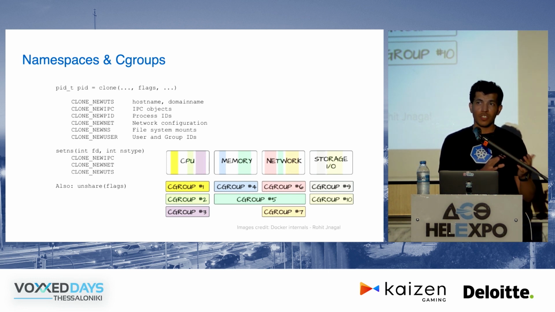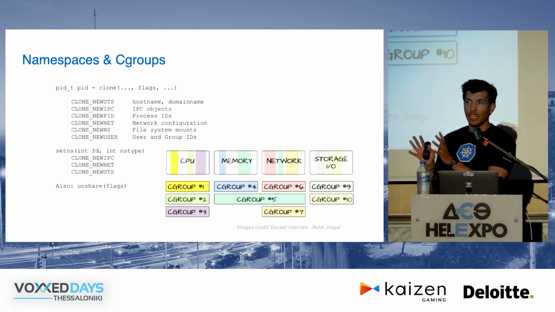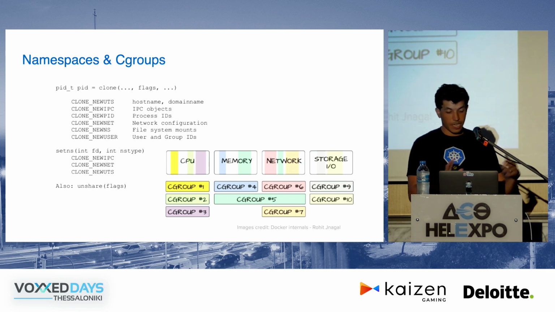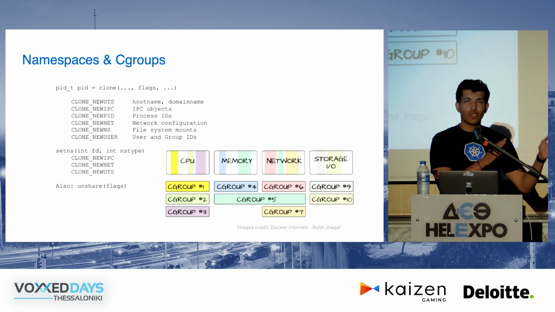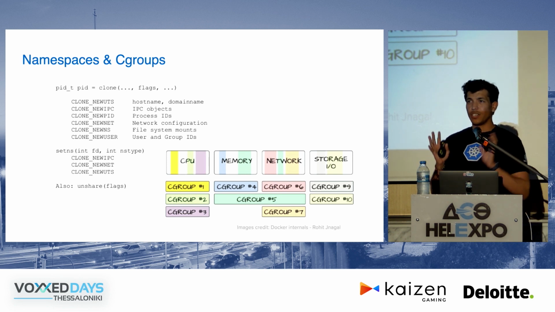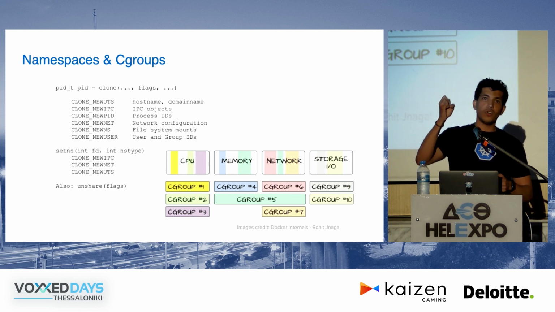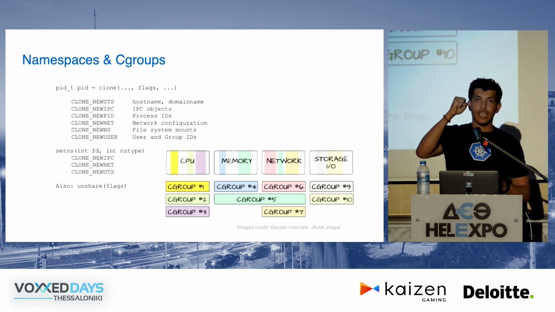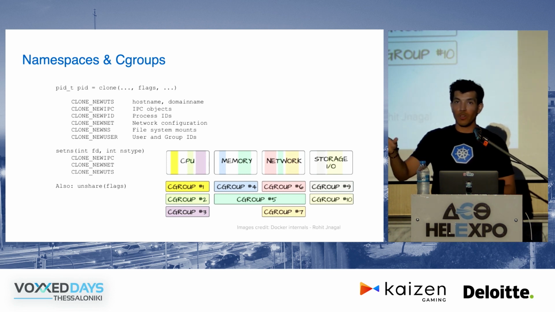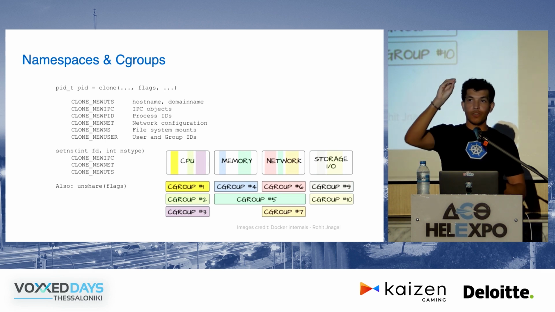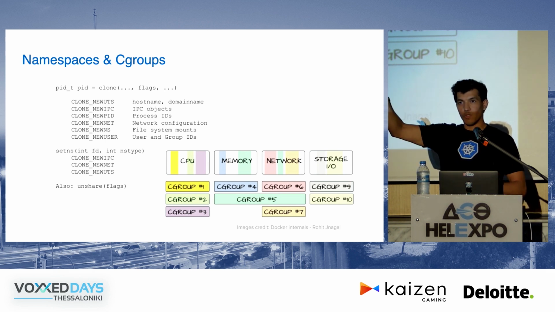So in C groups, each subsystem, and by subsystem I mean CPU, memory, and the things I mentioned, forms a tree structure or a hierarchy of nodes, and each subsystem belongs to one node and one node only in this hierarchy. So given a process, it will belong to one node for CPU, one node for memory, one node for block I/O.